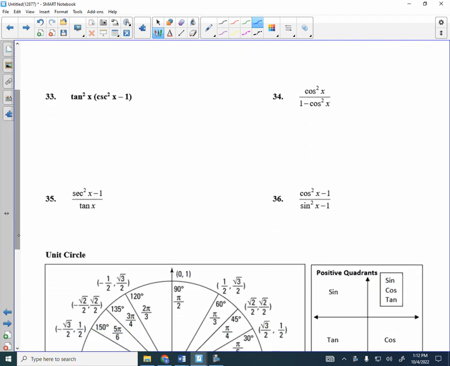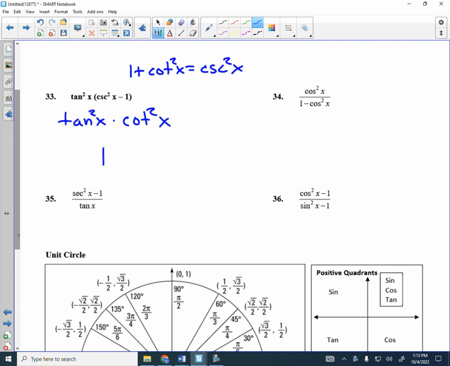Okay, for 33, most people would like to just distribute right away, wouldn't they? Let's not distribute. What is cosecant squared minus 1? Good. Cotangent squared. So Kaylee is using this one right now. She's saying that 1 plus cotangent squared of x is equal to cosecant squared of x. And notice how when she subtracts the 1, she gets cotangent squared. What's the relationship between tangent and cotangent? When you multiply them, you'll get 1.